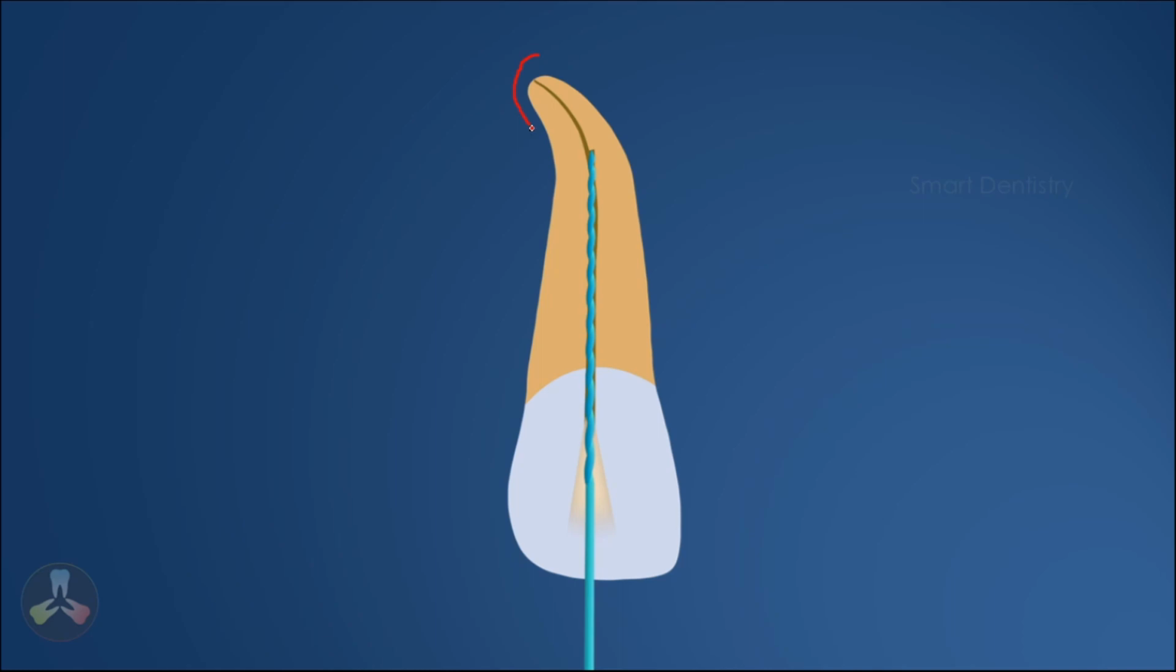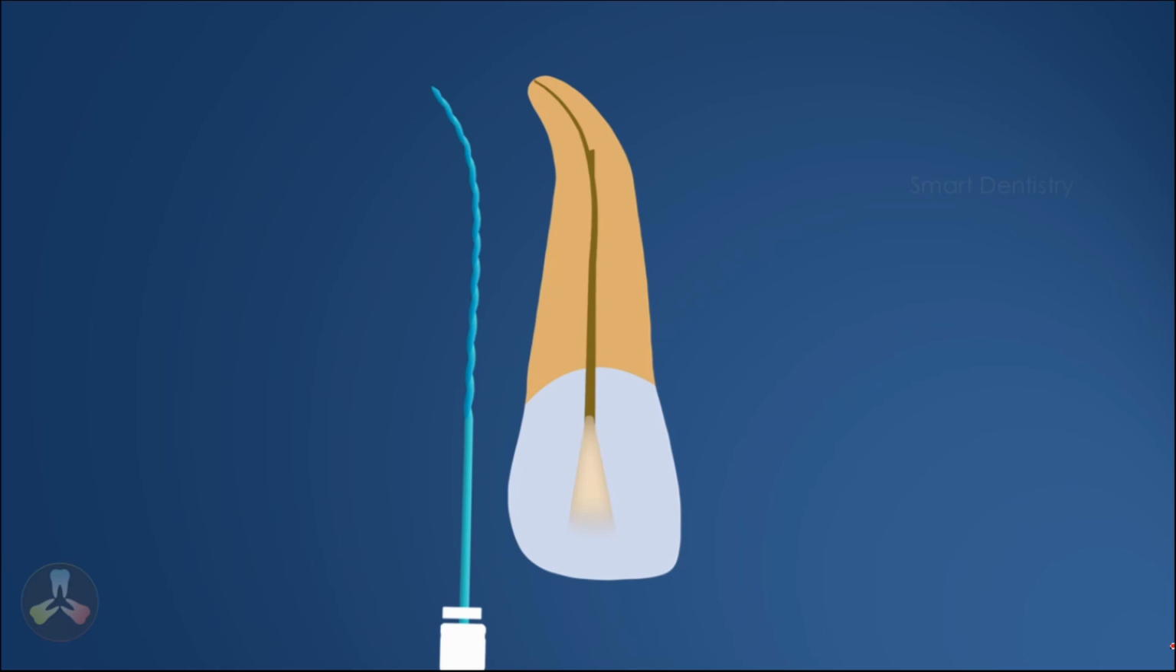So what to do? First, if you are using a rotary instrument, stop using rotary immediately. If you continue to use a rotary instrument, the ledge will get aggravated. Second, do not use EDTA. If you are using EDTA in such a situation, we will never be able to bypass the ledge. The most effective technique for bypassing a ledge is to use a hand file after pre-curving.